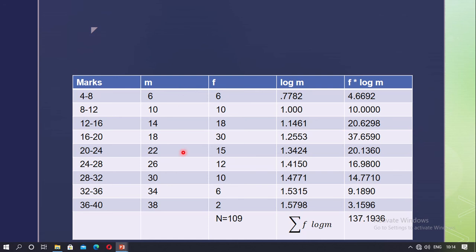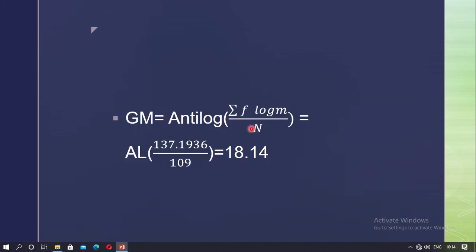So I just found the midpoint. I took the log, and I multiplied it with the frequency, that is, the third and fourth columns are multiplied, and that is what you get over here, f into log m. Take the sum, then you know what your N is, it is 109. Put it back into the formula, find the anti-log, and then you will get the answer as 18.14.